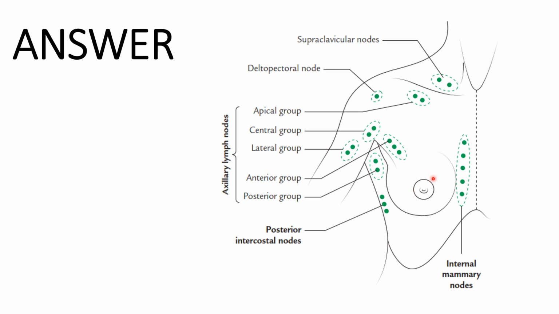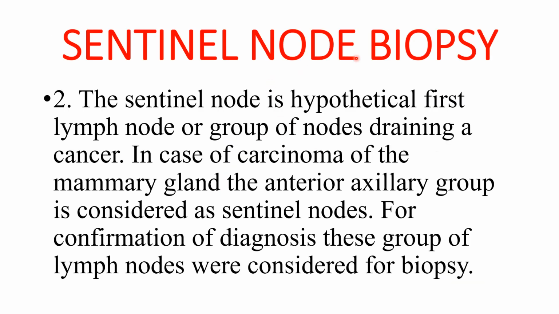Then even from the parenchyma of the breast, lymph is drained into which lymph nodes, and from which lymph nodes to which lymph nodes they are traversing, that you have to write. So all these things you have to write. Then after that, the parasternal group of lymph nodes, that you have to explain. So each and every group of lymph nodes you have to explain. The second question is sentinel node biopsy. What is the sentinel node biopsy?